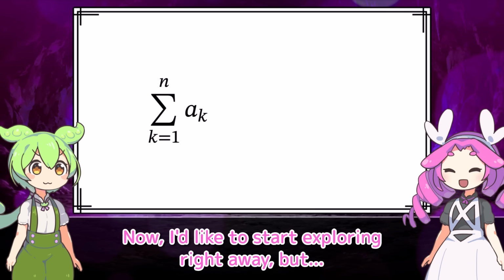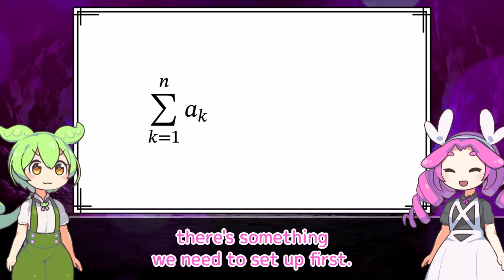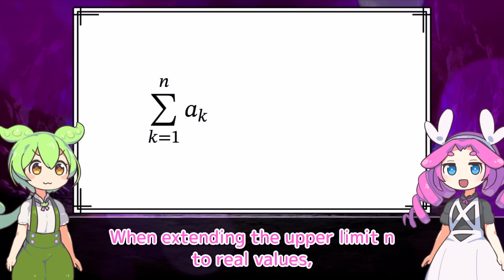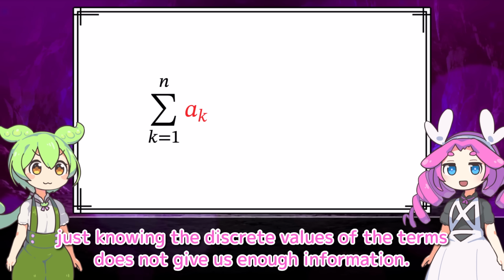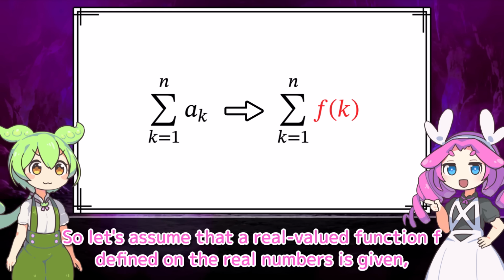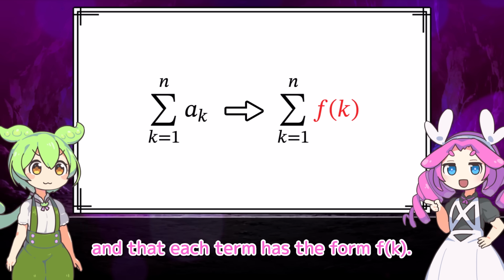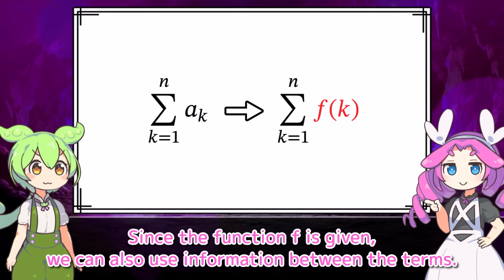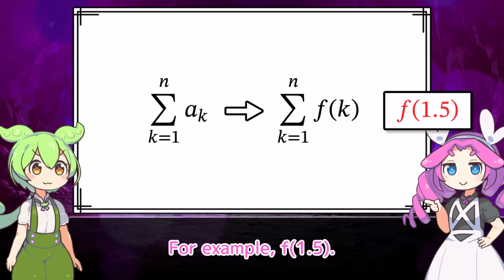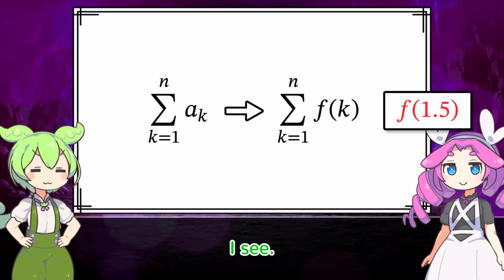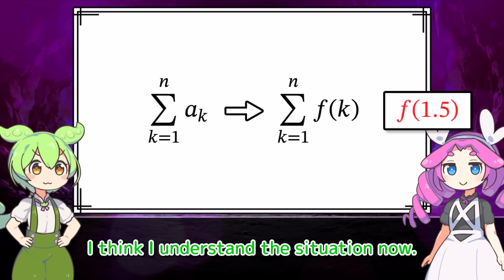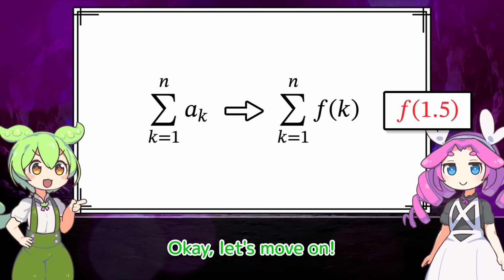Now, I'd like to start exploring right away, but there's something we need to set up first. What is it? When extending the upper limit n to real values, just knowing the discrete values of the terms does not give us enough information. So let's assume that a real valued function f defined on the real numbers is given, and that each term has the form f of k. Since the function f is given, we can also use information between the terms. For example, f of 1.5. I see. That certainly sounds useful. I think I understand the situation now. Okay, let's move on.